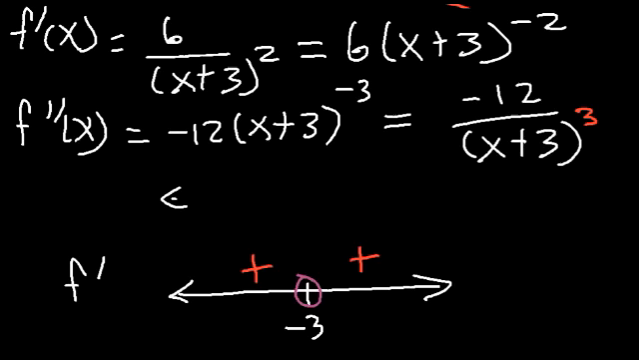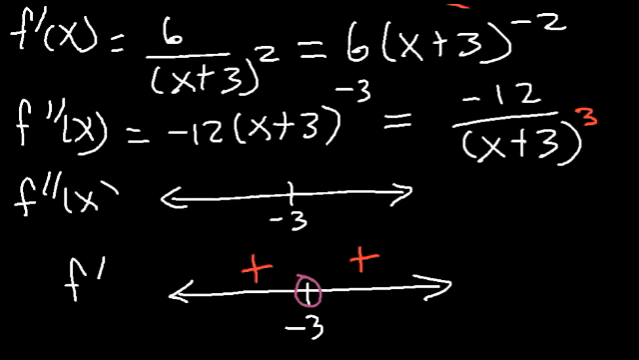So let's create a new sign chart for the second derivative. The point of interest is still -3. Now if we plug in, let's say, -2, -2 plus 3 is a positive result. But there's a negative on top. A negative number divided by a positive number will give you a negative result.